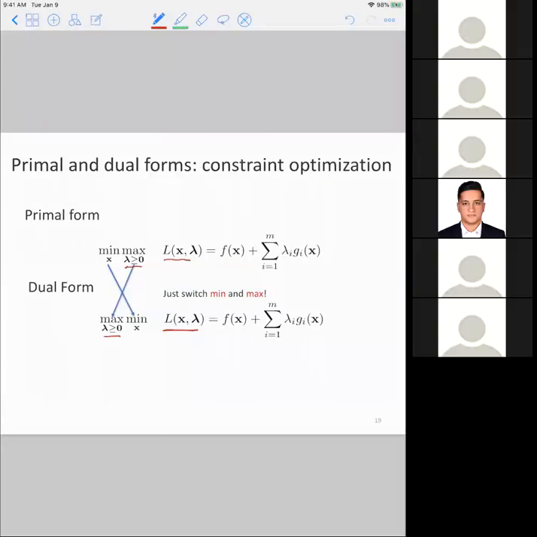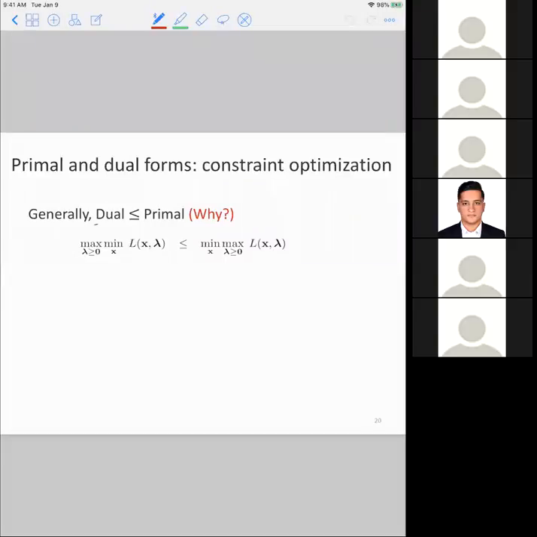Okay. Yeah, you have a great intuition. You're right. Although they simply switch the min and max, the result can be very different. Actually, the optimal value of the dual form is usually different from the optimal value of the primal form. In general, we can show that the dual is upper bounded by the primal. In other words, if you conduct max-min over this Lagrange function, the optimal function value will be less than or equal to that of min-max optimization on this function.